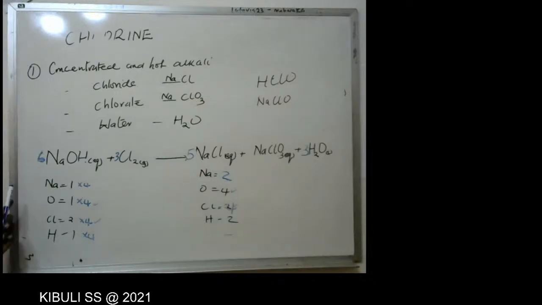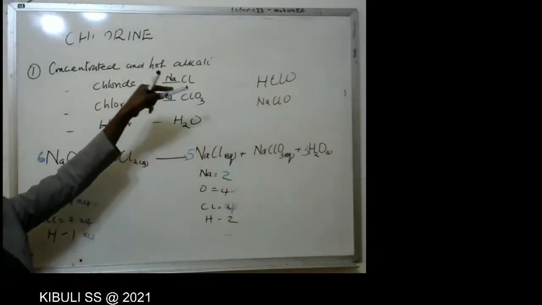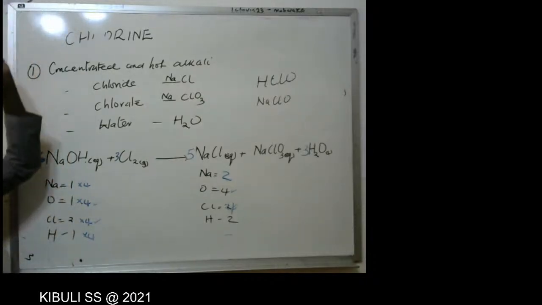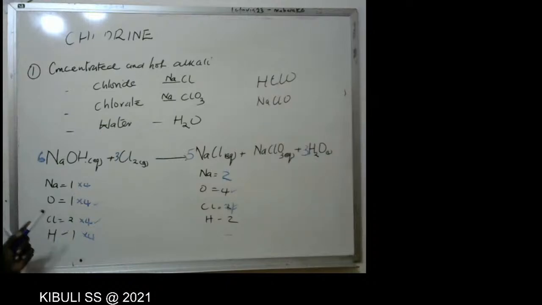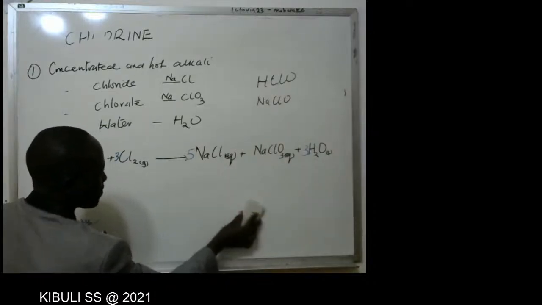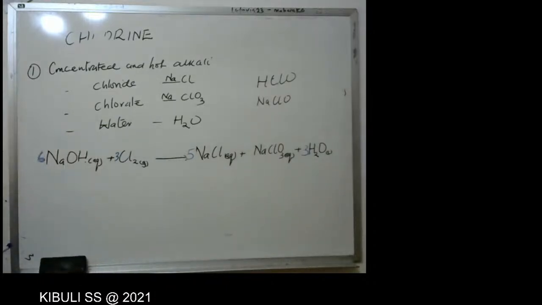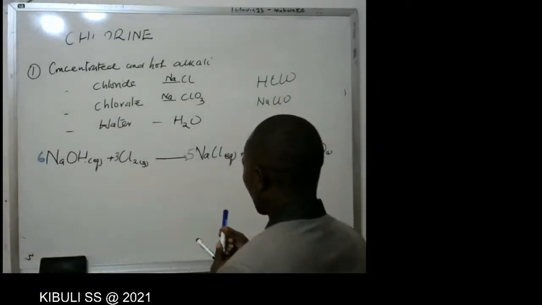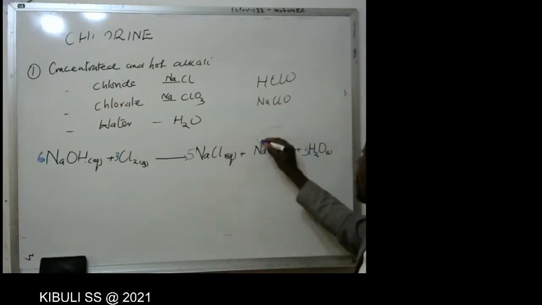So what's the difference between these two reactions? One requires cold, room temperature. The other one requires hot, concentrated. And the product is one forms a chloride, another one forms a chlorate. For your own information, wherever there is oxygen, high oxygen content in the compound, bleaching effect. Therefore, this one belongs to the Vim families.